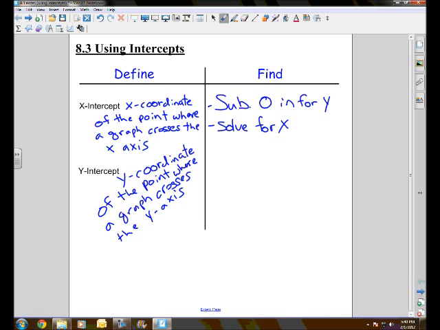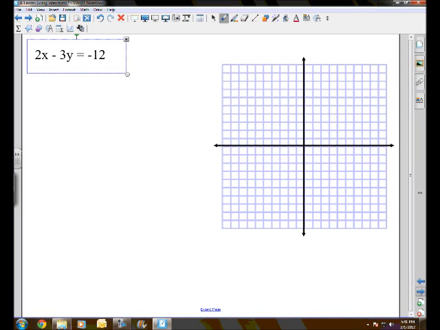All right, so then to find our y-intercept, we'll just do the inverse. We'll do the backwards there. We are going to sub 0 in for x and solve for y. Okay, well that's all fine and dandy. Let's try doing it. All right, we've got our equation up here. 2x minus 3y is equal to negative 12.